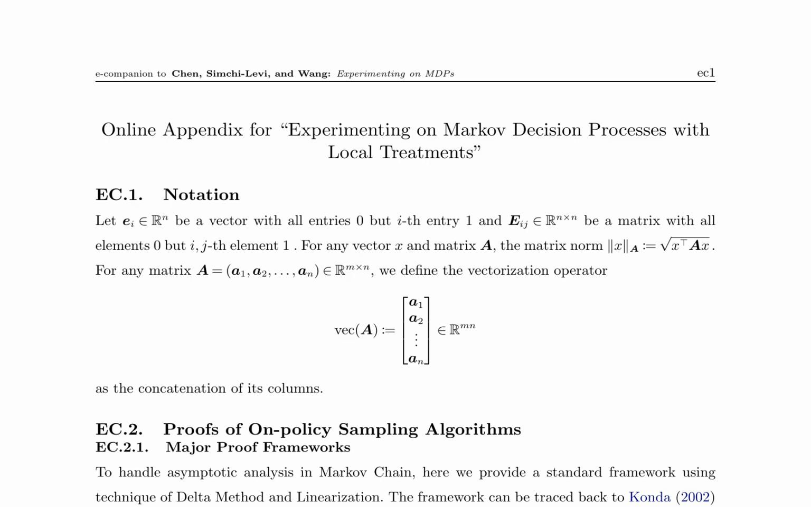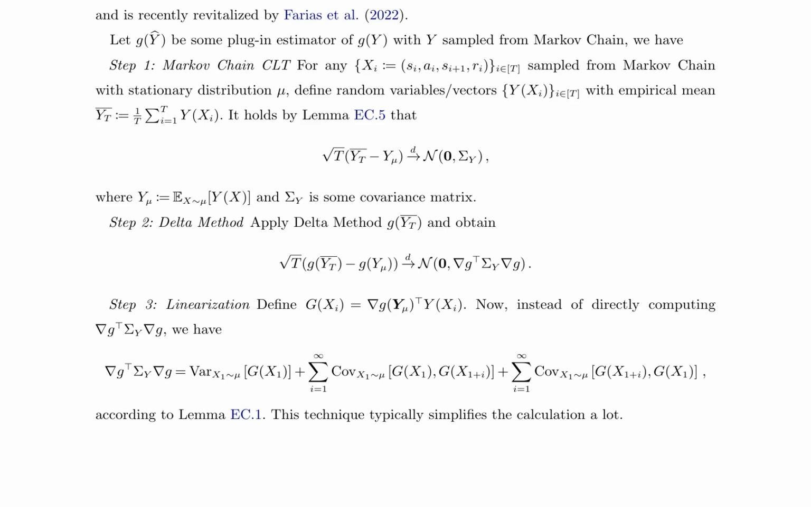The proof section focuses on policy sampling algorithms, specifically the major proof frameworks for asymptotic analysis in Markov chains. This includes the delta method and linearization, tracing back to Konda, 2002, and revitalized by Farias et al., 2022. The proof consists of 3 steps: Markov chain CLT, delta method, and linearization. The linearization technique, adapted from Lemma 6 in Farias et al., 2022, is presented in Lemma EC.1, showing that the variance of the linearized term g(Xi) equals the covariance matrix gamma. This lemma is crucial in establishing the asymptotic normality of the TD algorithm.